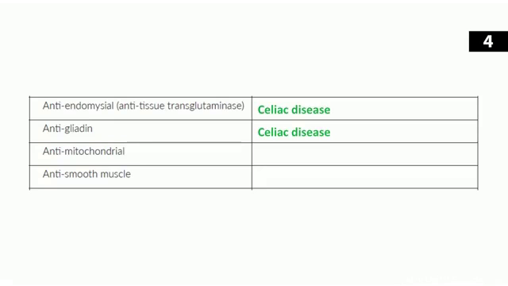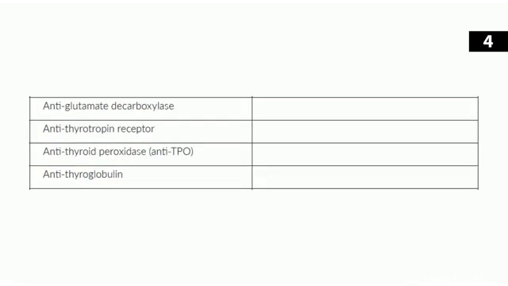Then anti-mitochondrial antibodies are seen in primary biliary cirrhosis, and anti-smooth muscle antibodies are seen in autoimmune hepatitis. In the endocrine system, anti-glutamate decarboxylase antibodies are sometimes seen with type 1 diabetes. Anti-thyrotropin receptor antibodies are seen in Graves' disease.